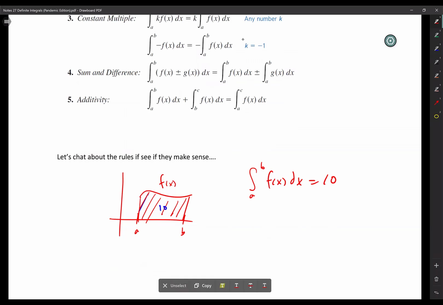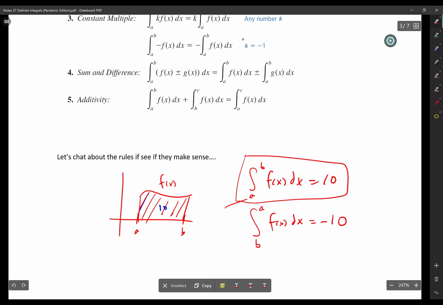It makes sense that if I switch this to B to A of f of x dx, it's going to be negative 10. Why does it make sense? Because I am counting backwards. On the top one, you start at A and work your way towards B, so it's like saying B minus A to find that distance. On this one, you start at B and work your way towards A. So you're going backwards, and because you're going backwards, negative. Does that make sense?